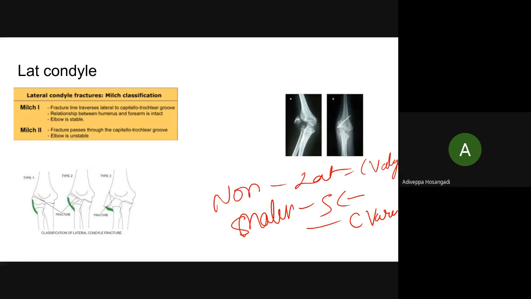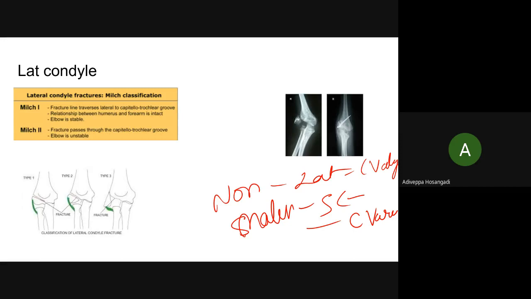Please remember this. Yes, sir. If you compare, you will easily remember. So there are various ways of remembering this. One is mnemonic, second is visualization, third is remember one opposite. The contrast would mean something else. Cubitus varus in supracondylar fracture, non-union lateral condylar cubitus valgus.